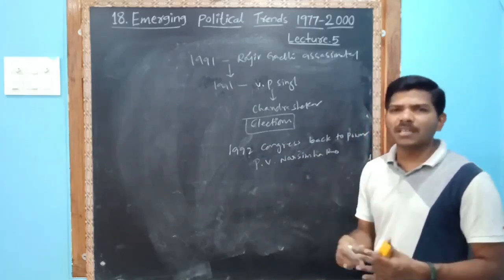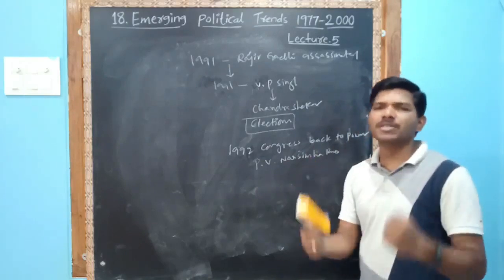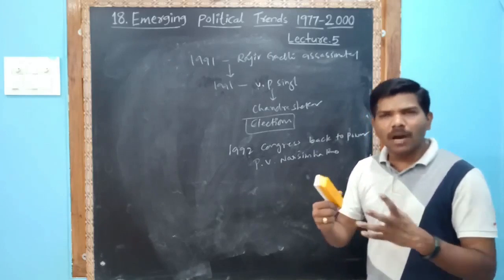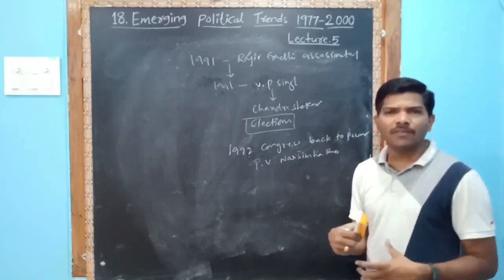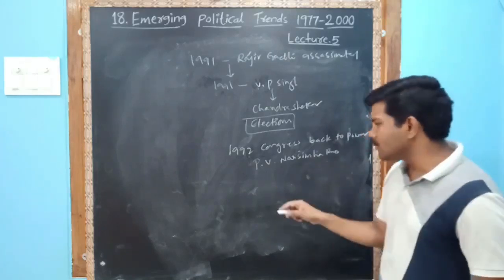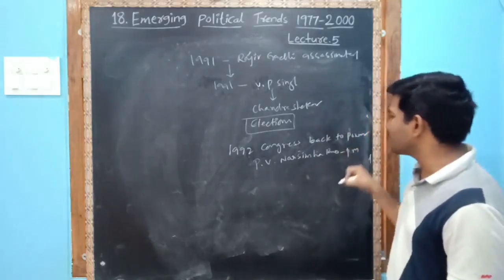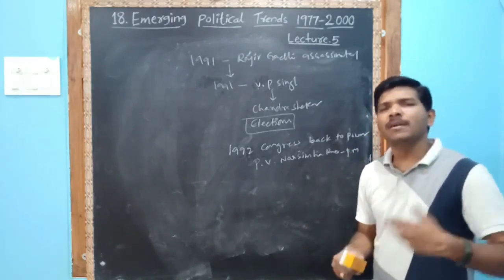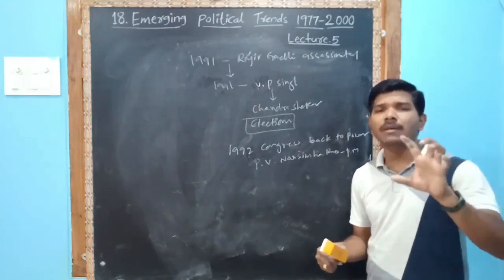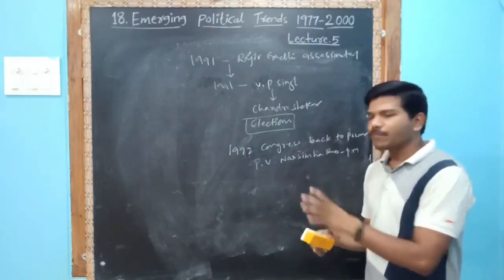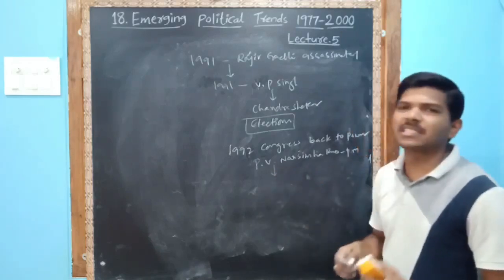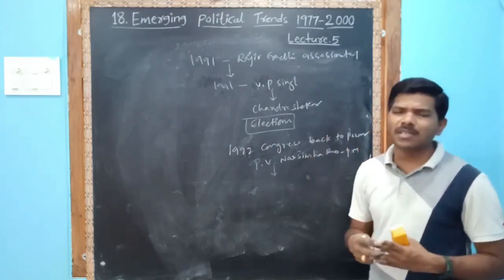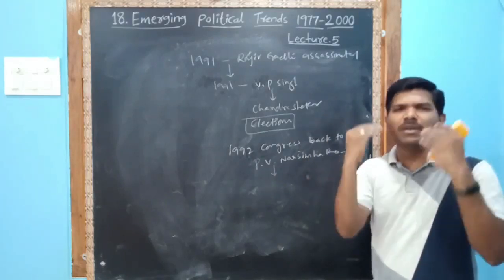There was no major strength. The Congress party won the highest number of seats, but did not have a full majority. P.V. Narasimha Rao led the minority government. Minority means they had a few fewer seats, but he still completed the full term, and the Congress party ruled. P.V. Narasimha Rao took certain steps, because due to this coalition government and the circumstances of that time, India's economic status was very bad.